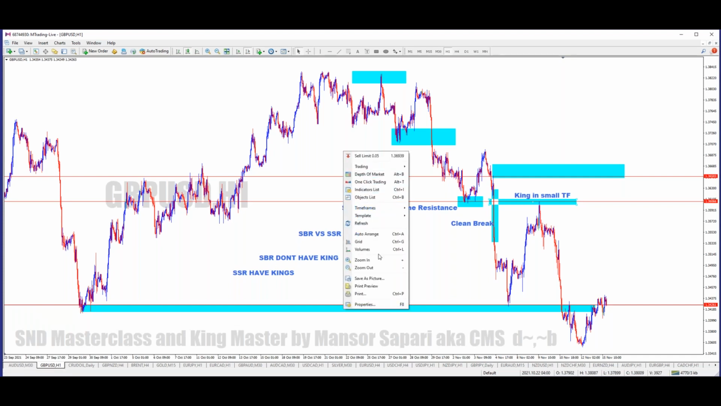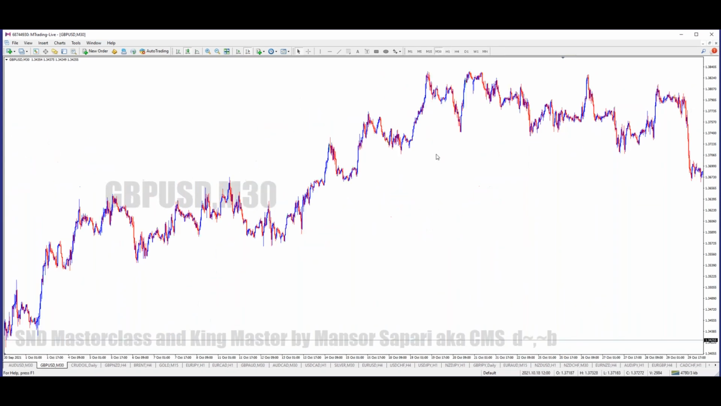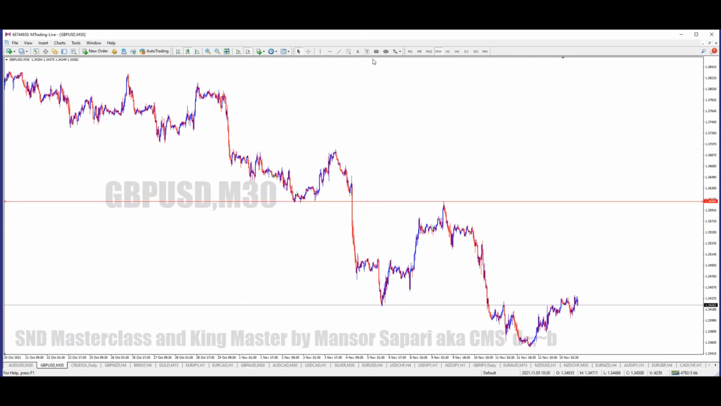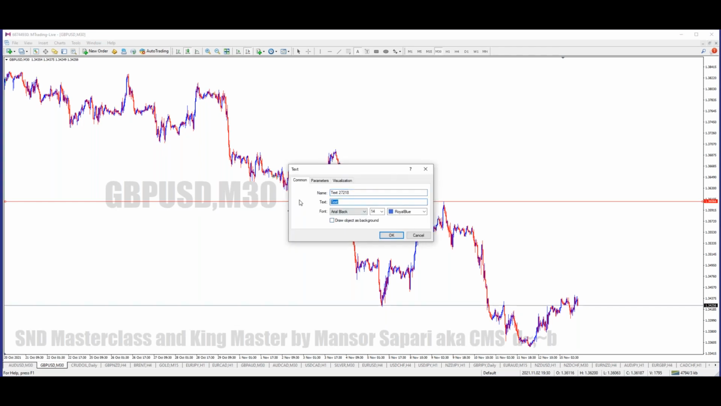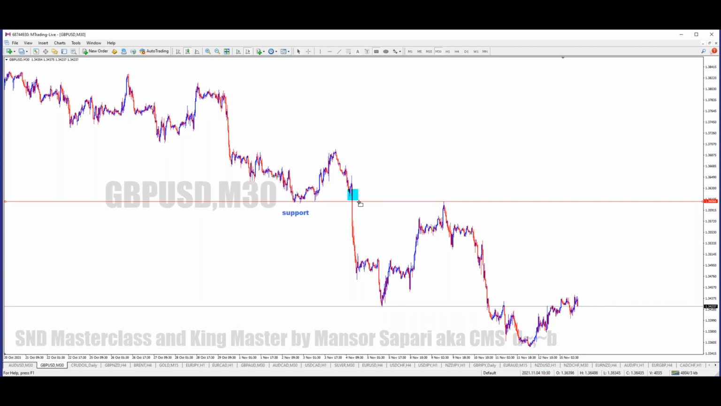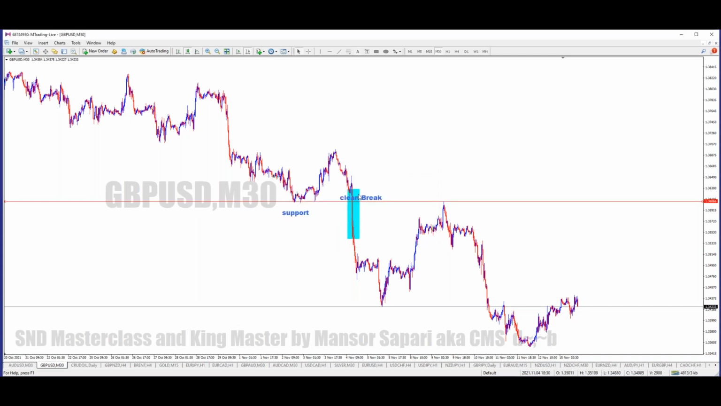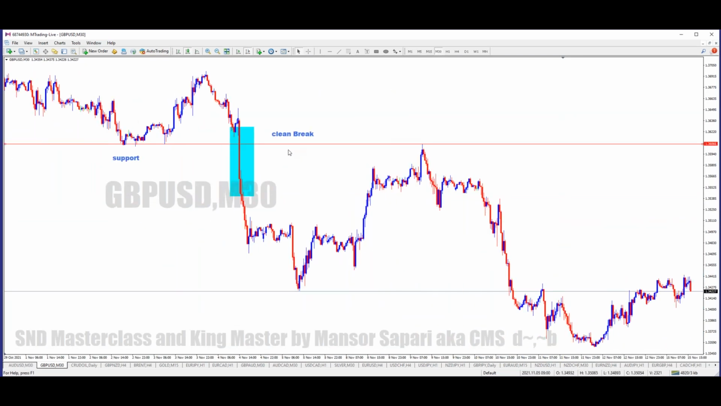But I can give you some hints or a few tips if you want to trade SBR. The first tip is that it must have a support over here. Okay, and then the most important thing is you must have a clean break over here. This is what we call a clean break. A break with a single body, a one body over here. Not two body, not three body, or not two candlestick, not three candlestick. Just one big candlestick. Understand?